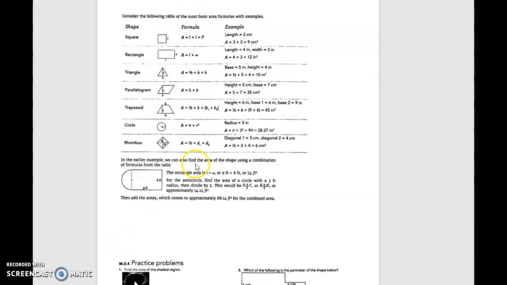And in the earlier example, we found the perimeter around this basketball foul line. We could also find the area of that by just breaking it up into a combination of formulas. In this particular example, we'd have the rectangle, then we would have the semicircle. So find the area of the rectangle, which is length times width, or 9 times 6, or 54 square feet. Then for the semicircle, we've got to find the area of the circle with a 3-foot radius, then divided by 2, since we only want the semicircle. Once we get that, our total will be this total amount. Hopefully you can read the numbers better in your book.